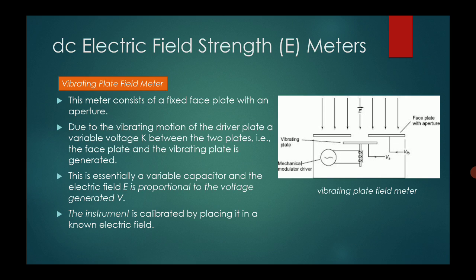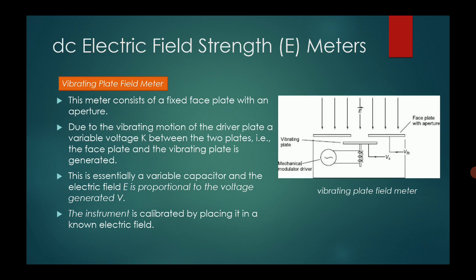So we have seen the previously variable capacitor system. Now we will be seeing the vibrating plate field meter. This meter consists of a fixed plate with an aperture. So you can see a fixed plate with an aperture, that is a space in this fixed plate. Due to the vibrating motion of the driver plate, a variable voltage is generated between the two plates, that is the face plate and the vibrating plate.